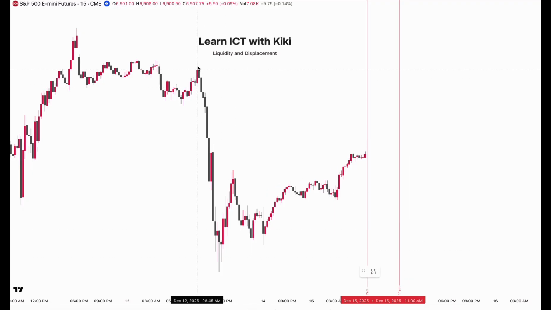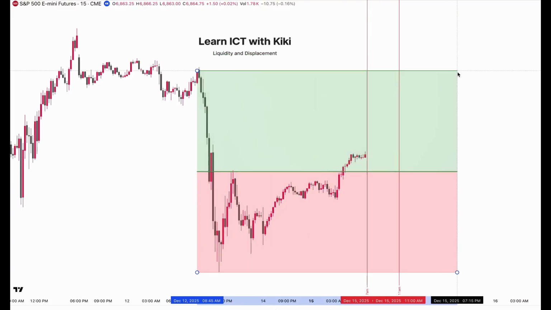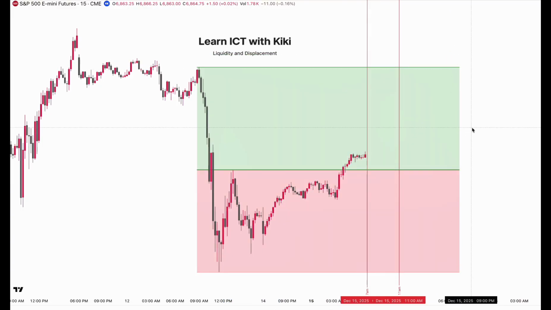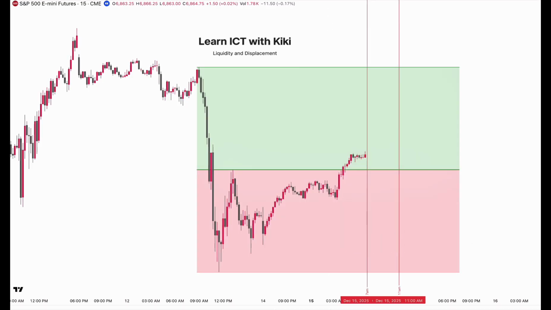Right now, price is above equilibrium, which tells me we're in premium. And remember, we sell at premium. That immediately tells me that if given the right opportunity, I'm most likely looking for a short. That doesn't mean I'm just going to go short because we're in premium. We still need confirmation. So now I'm marking out the liquidity levels that are also sitting within that premium.